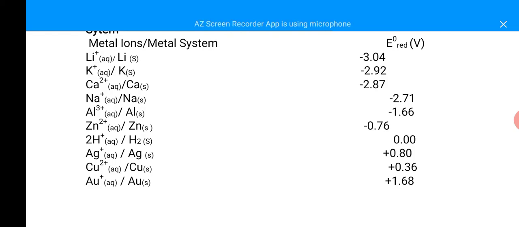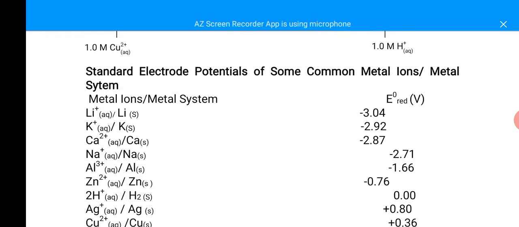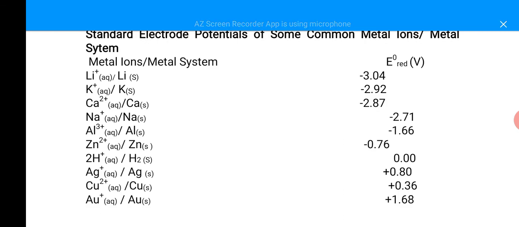Hydrogen is the standard, it is 0.00. It is the arbitrarily set standard to measure others. Ag plus, that is the silver ion to silver atom system, we have plus 0.80. We have the copper ion to copper atom system, we have 0.36. Au plus to Au, that is the gold ion to gold atom system, we have plus 1.68.